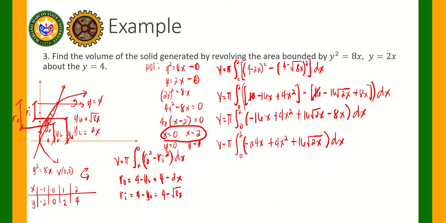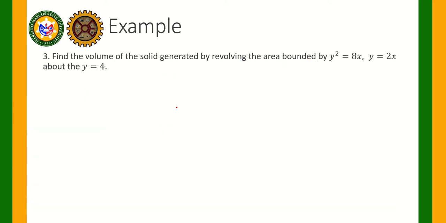Okay, so we separately integrate. So the integral of negative 24x dx, this is equal to negative 24x squared all over 2. So this is equal to negative 12x squared. The integral of 4x squared dx is equal to 4x cubed all over 3. Now for the third term, we have the integral of 16 square root of 2x dx.